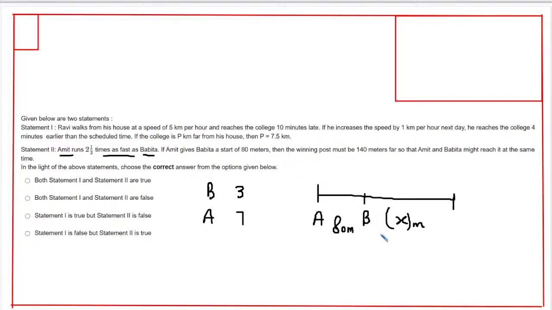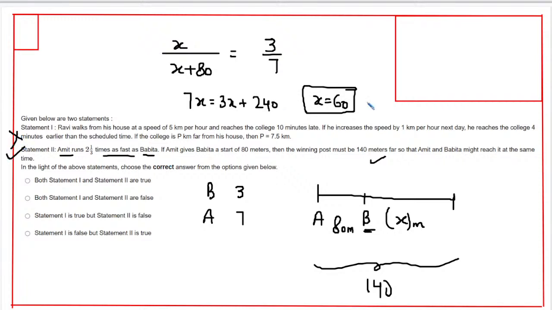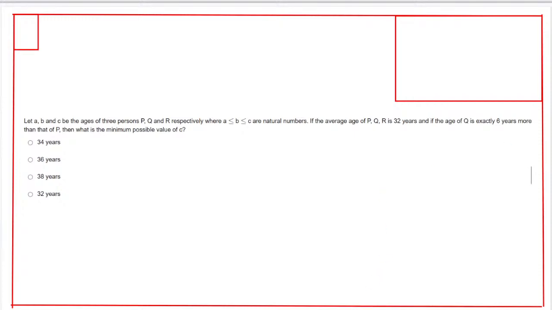So the distance covered by Babita is x only, and the distance covered by Amit is x plus 80. The ratio of their distance is equal to the ratio of their speed, which is 3 to 7. 7x equal to 3x plus 240. x equal to 60. So the total track length is how much? 80 plus 60 is 140, which is in the question itself. So this is a correct statement. A good question based on time and work. Try this out.